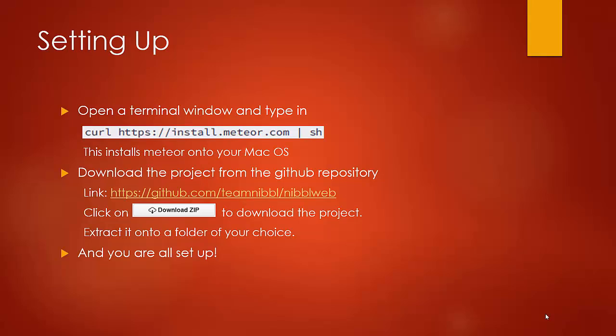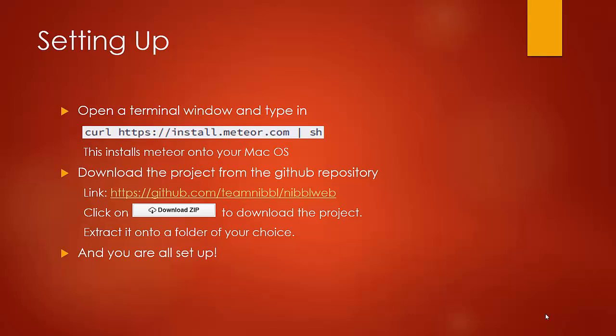After the Meteor installation, you want to download the Enable project. To do this, visit the GitHub link and click on the download button shown. It is located at the bottom right of the page. This may take a while since the project is 170 megabytes in size. The bulk of the project is the .meteor folder that I will discuss in a minute.